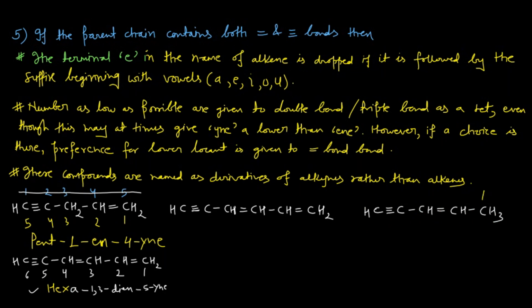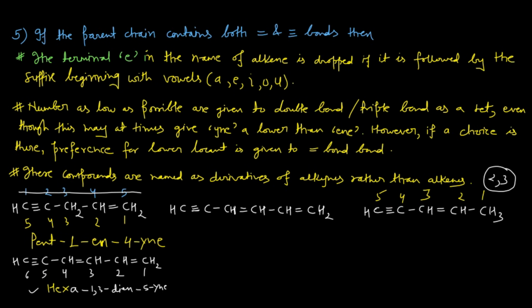Say this is 1, this is 2, this is 3, this is 4, this is 5. Say for example you are selecting this one. When you select this numbering pattern from right to left, then at position number 2 you have the double bond, and at position number 4 you have the triple bond. Okay, there is no problem in that. That means your locant set in that case is 2, 4. This is the locant set.